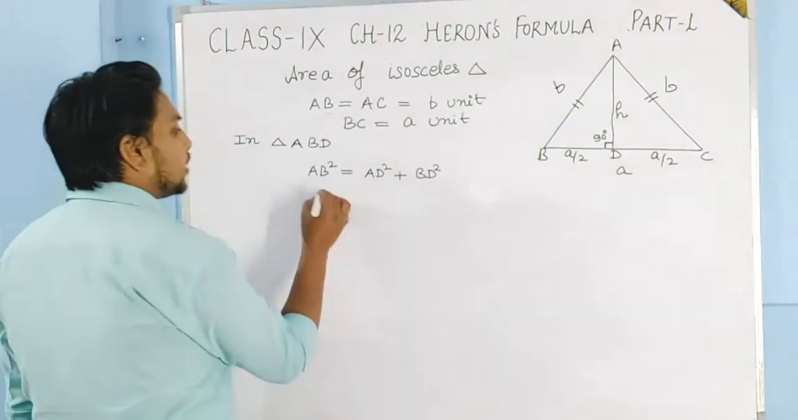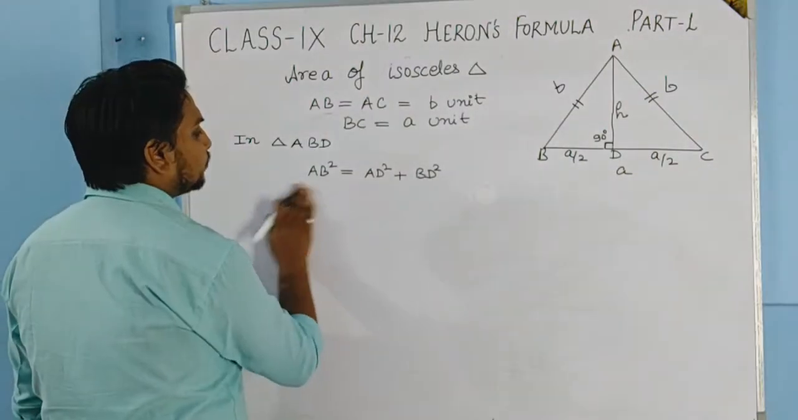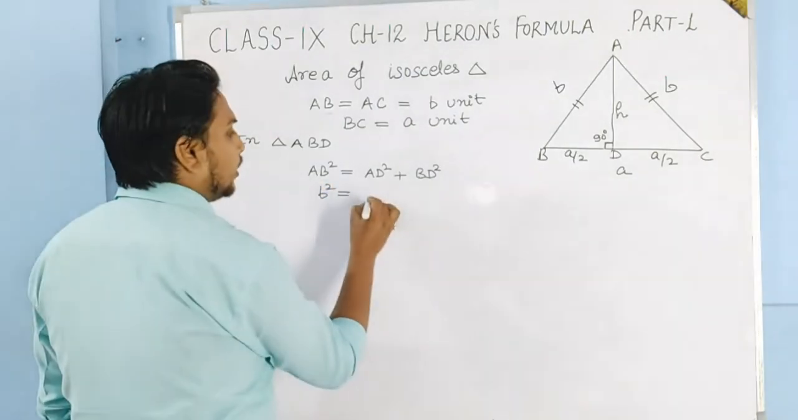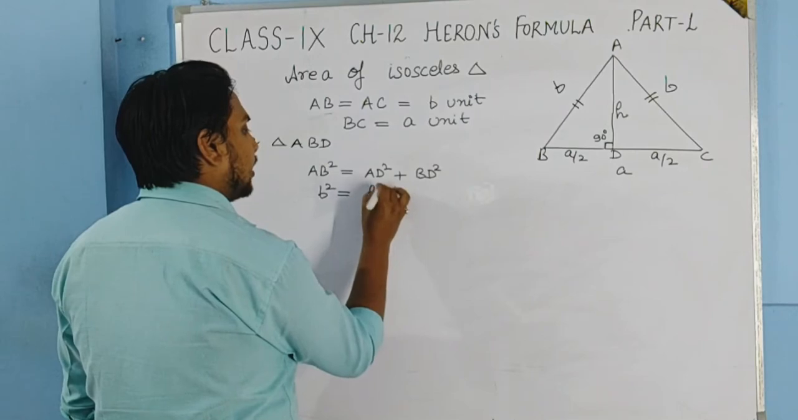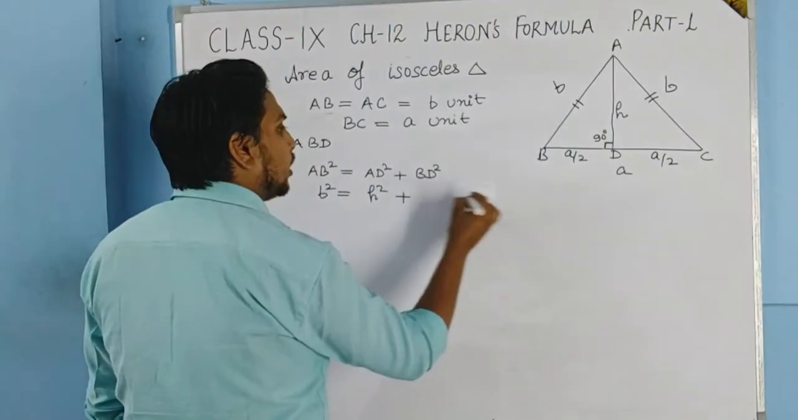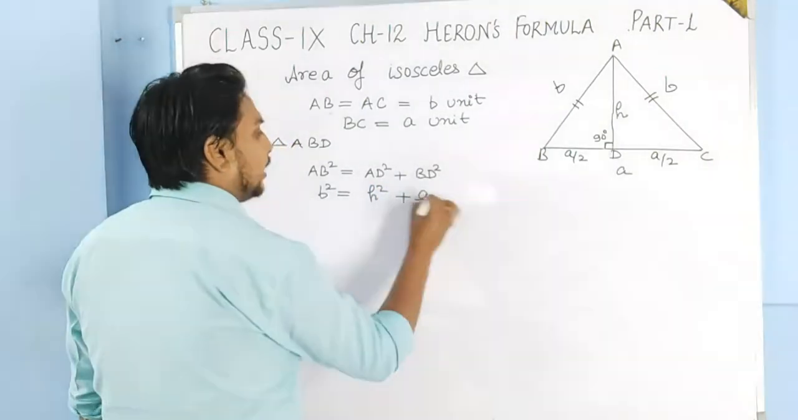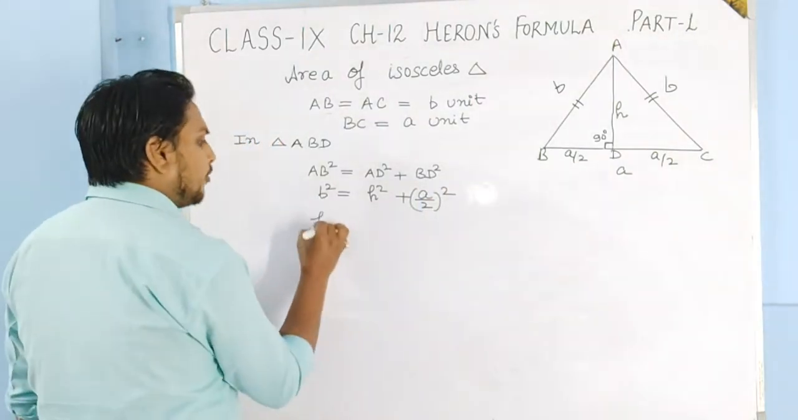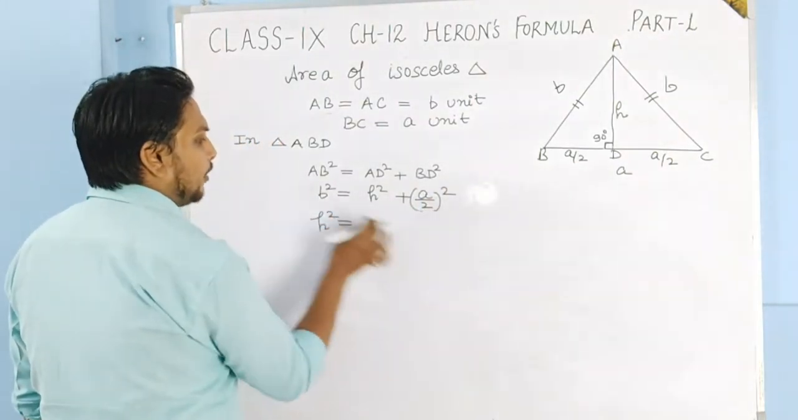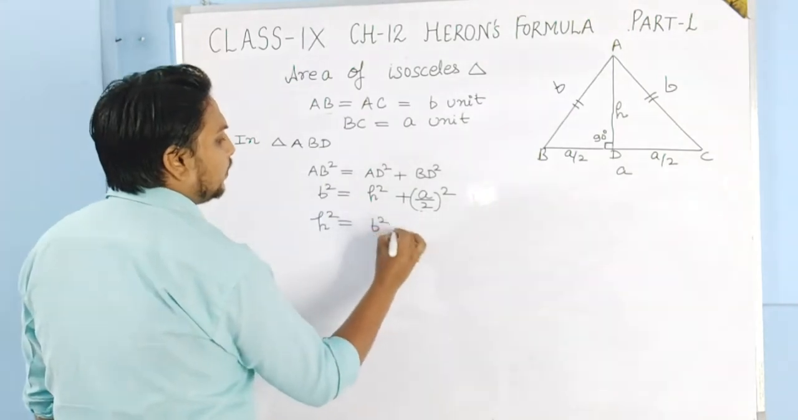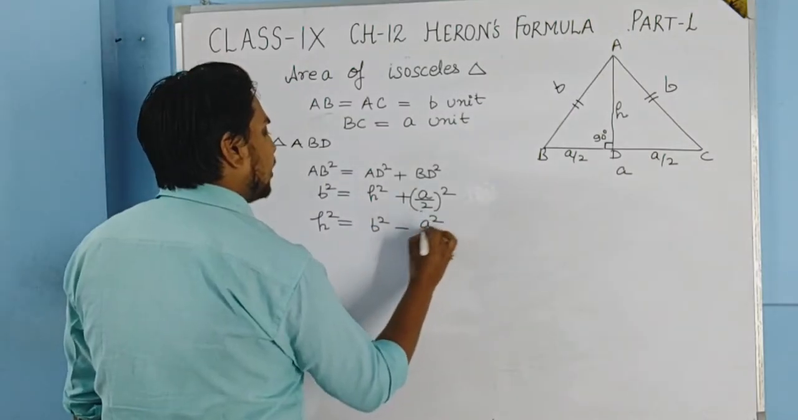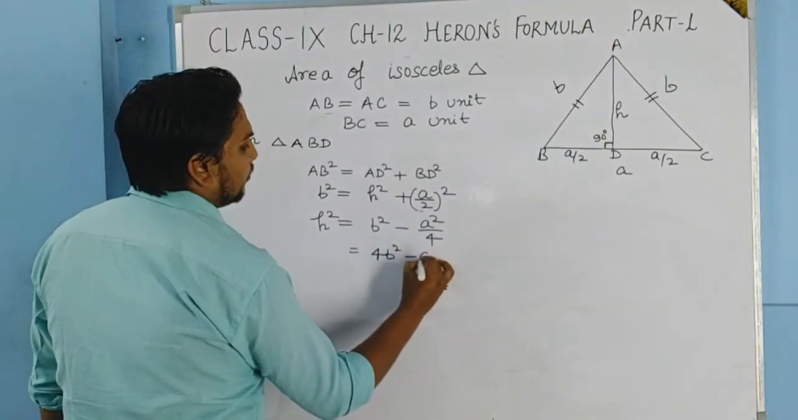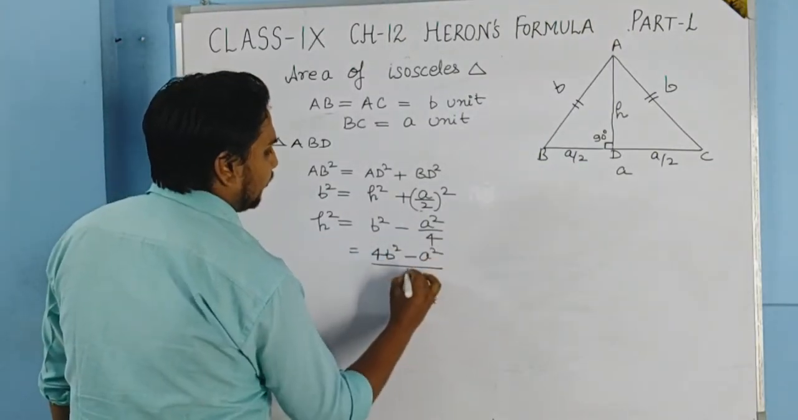AB is what? AB is B. So it is B square. AD is H, so H square, plus BD is what? BD is A by 2, squared. Now the value of H square will be what? You have to shift this here. So it will be B square minus A square by 4. Now it will be 4B square minus A square upon 4.